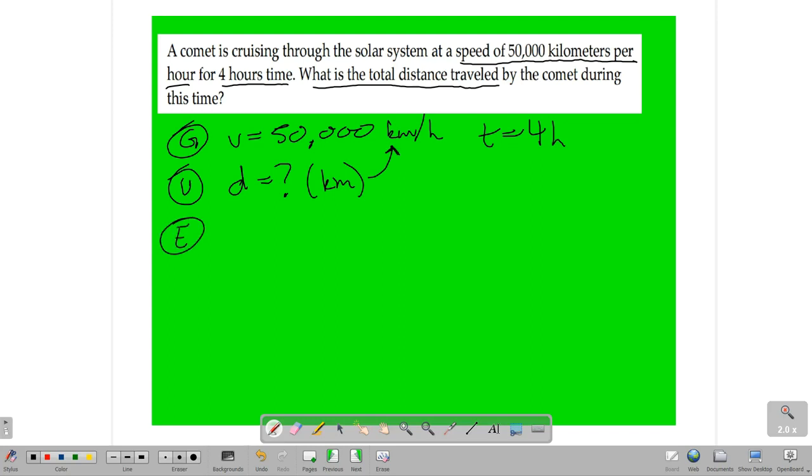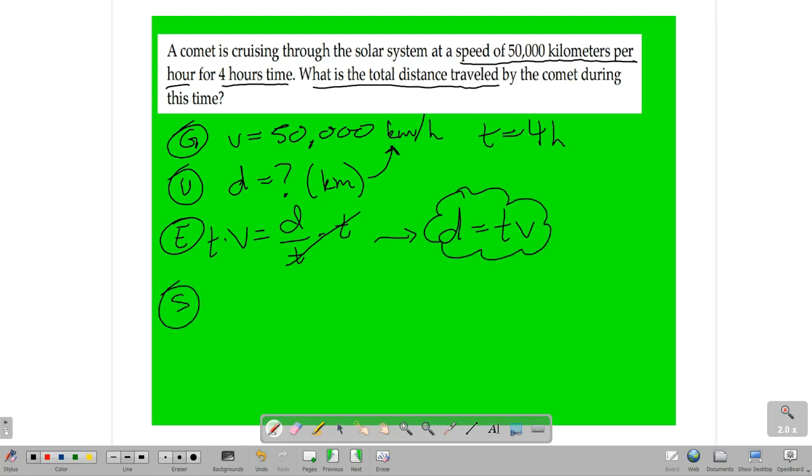So again, I'll go through how to manipulate the equation here. We want to get d by itself, so we need to multiply by t on both sides to get that out of the denominator. And that actually is going to give us the equation we want. D is equal to TV, or VT, doesn't matter which order you put that in.